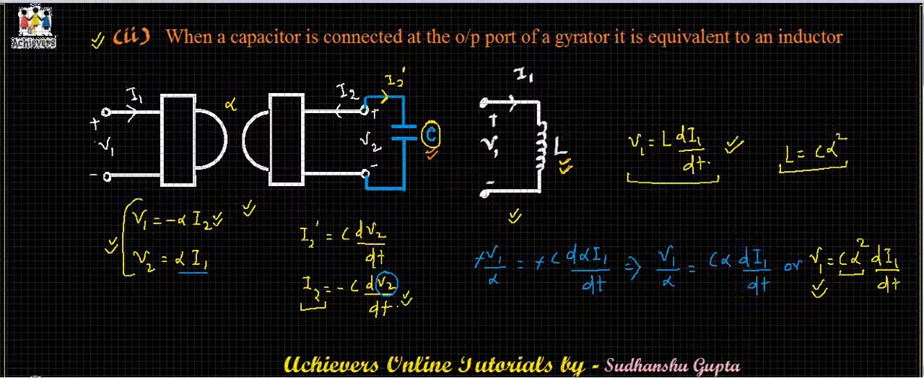So these are the two important properties of a gyrator. That is, first property is when an inductor is connected at the output port of a gyrator, it is equivalent to a capacitor. And the second property is when a capacitor is connected at the output port of a gyrator, it is equivalent to an inductor.